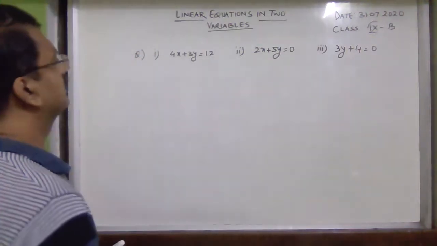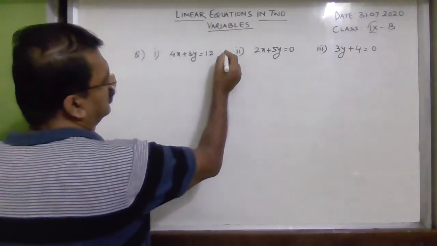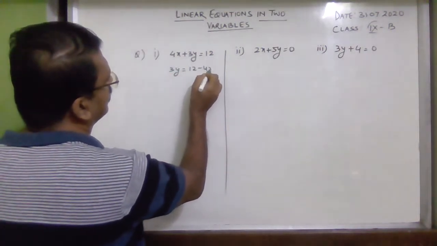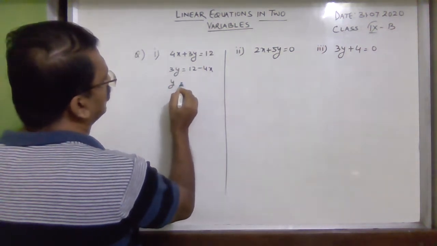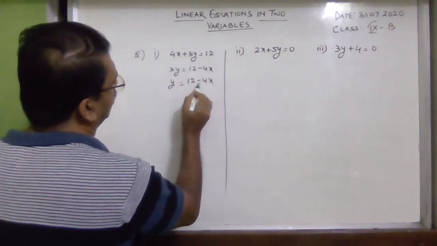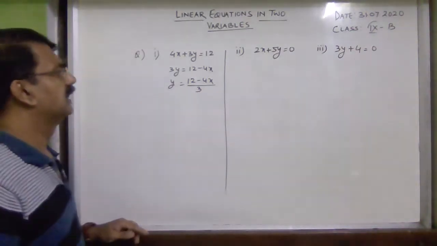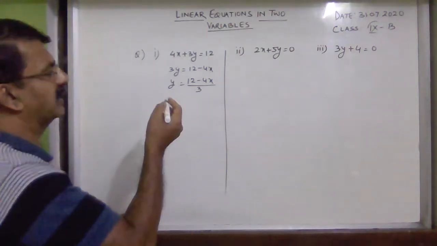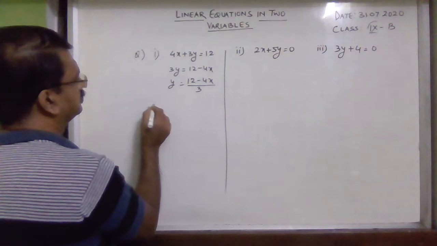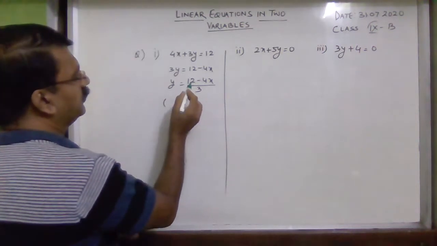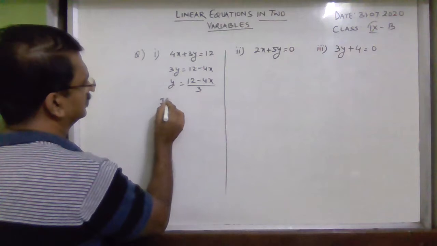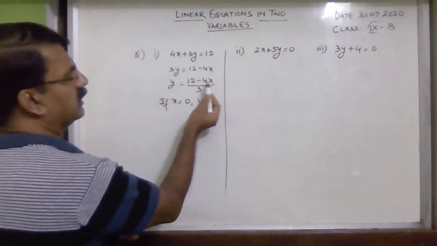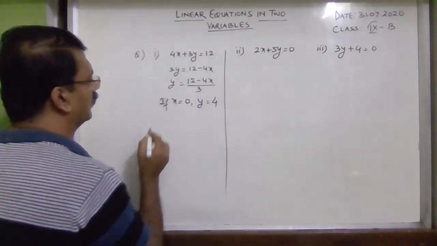Okay, just see. First of all, as I told you, 3y is equal to 12 minus 4x. So y is equal to 12 minus 4x upon 3. Now get different values of x and you will get different values of y. Put different values of x over here. First of all, if x is equal to 0, so this becomes 0, 12 minus 0, 12 by 3 is 4, then y will be 4.